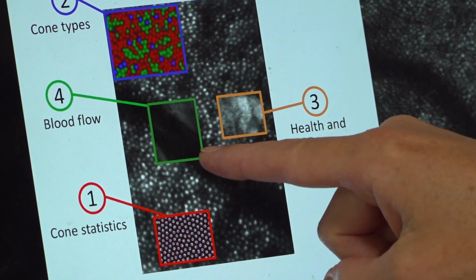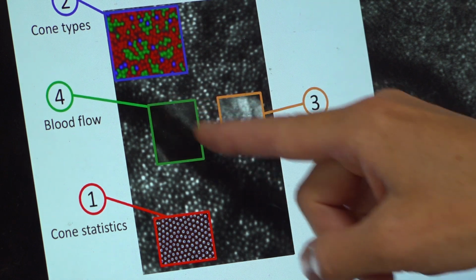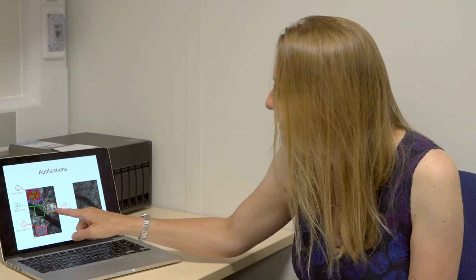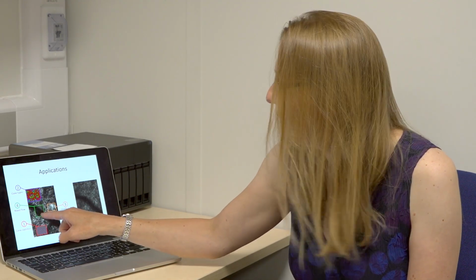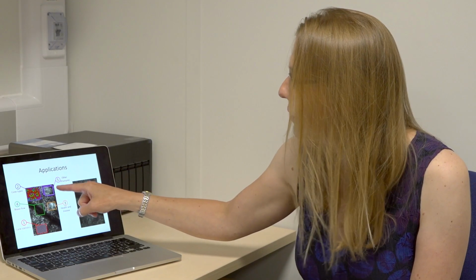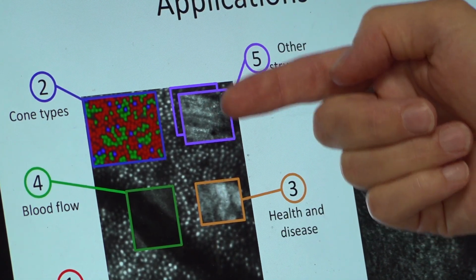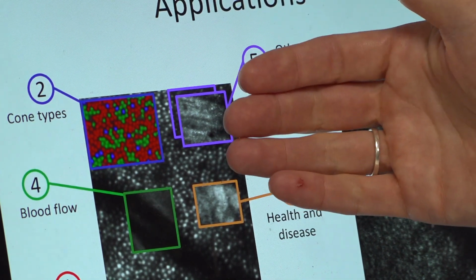And here's an example where we're focusing on the blood vessel layer. And because we have such high resolution images, we can see blood flow of individual blood cells moving through these vessels. But we can also focus into different depth planes and look at other structures within the retina. So here's an example where we're focused on the nerve fibre layer. This is the layer of axons of all those neurons in the retina before they leave the retina via the optic nerve.